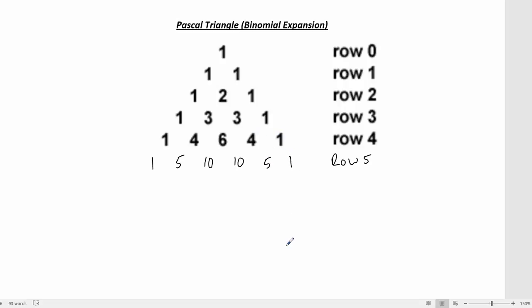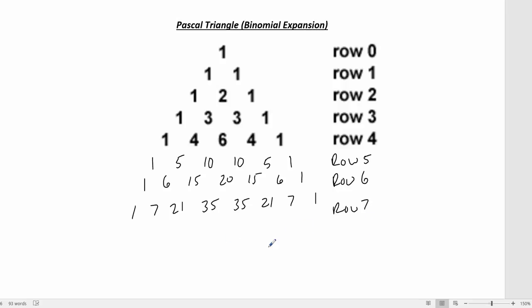And then this is already going to be a 1. So that's row 5. What I want you guys to do is complete row 6 and row 7. Do that now, please. Pause the video and do that. Okay, those are my 2 additional rows for row 6 and row 7. You notice it's 1, 6, 15, 20, 15, 6, 1, and then 1, 7, 21, 35, 35, 21, 7, 1.